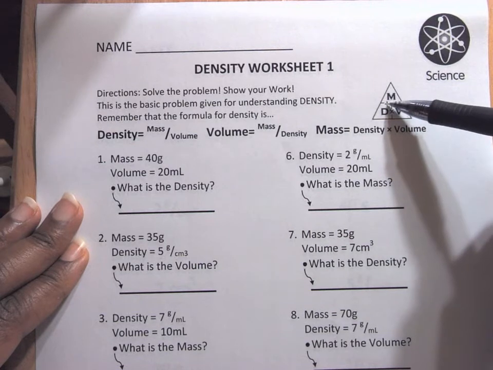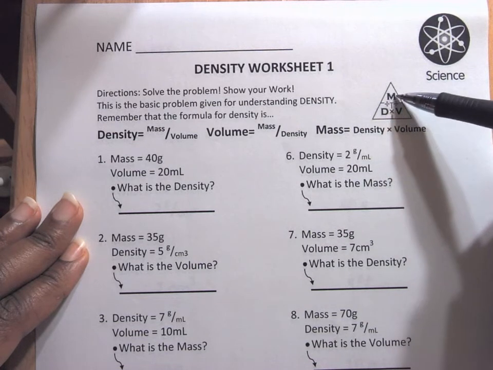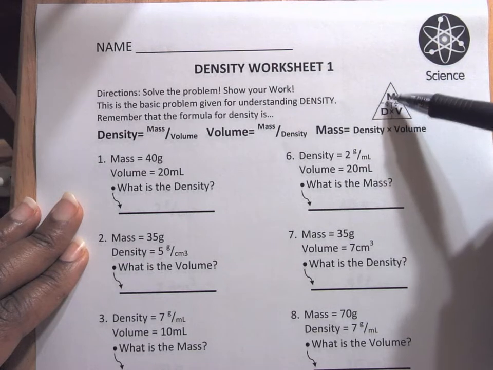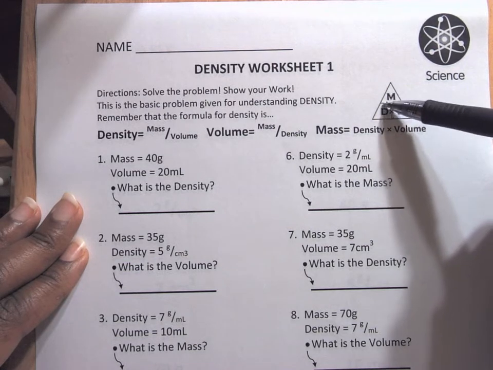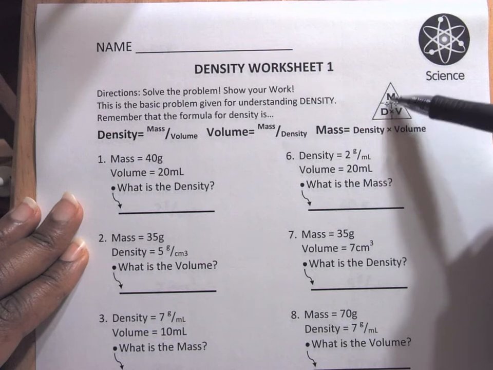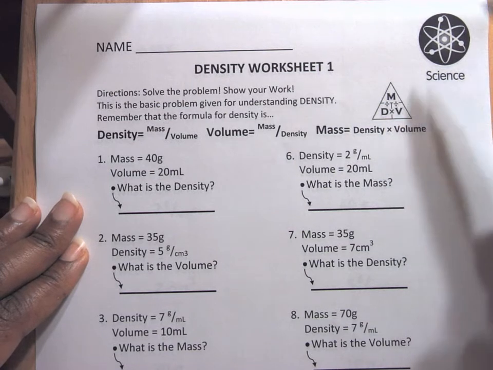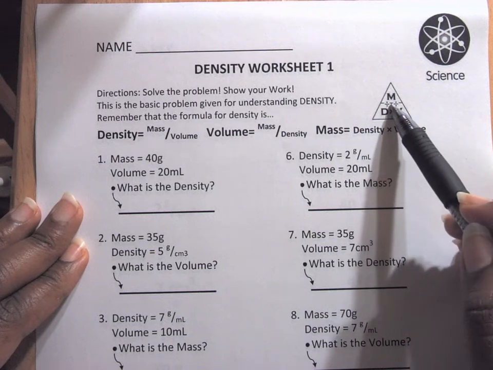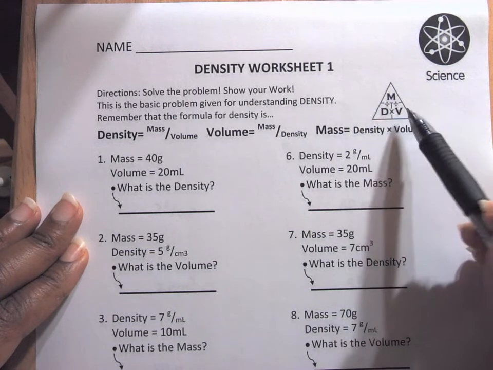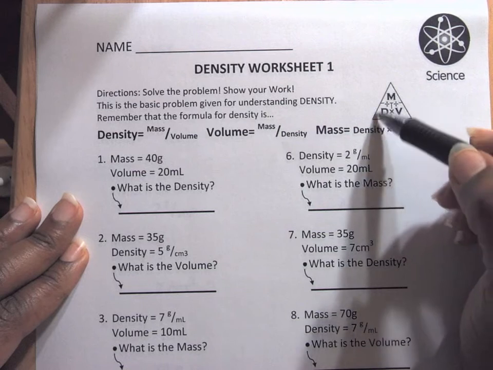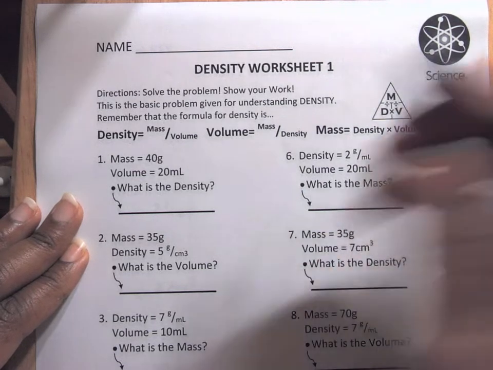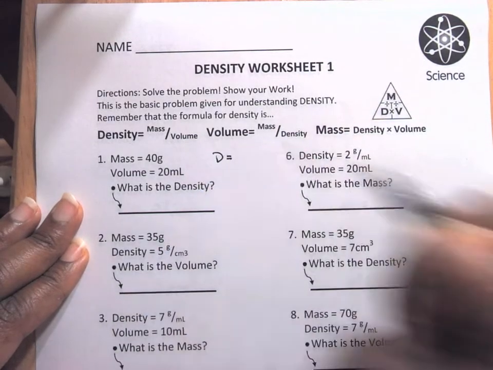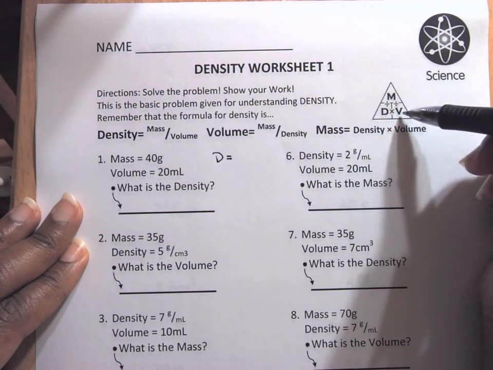Now remember, this triangle is set up in such a way that any of the values that are above and below the line that goes straight across are going to be divided. So mass divided by volume, or mass divided by density. And any of the values that are on either side of the vertical line that goes straight down are going to be multiplied. So since we're looking for density here, I'm going to rewrite density over here, equals, and it's going to be mass divided by volume.